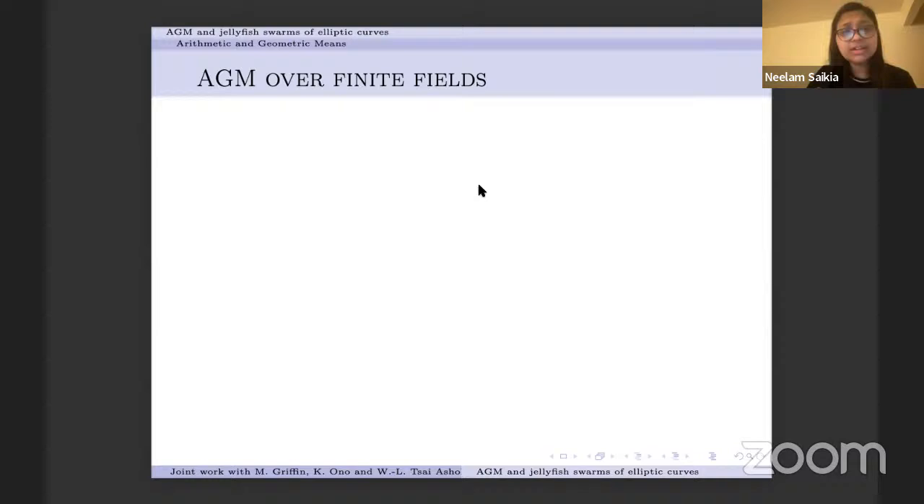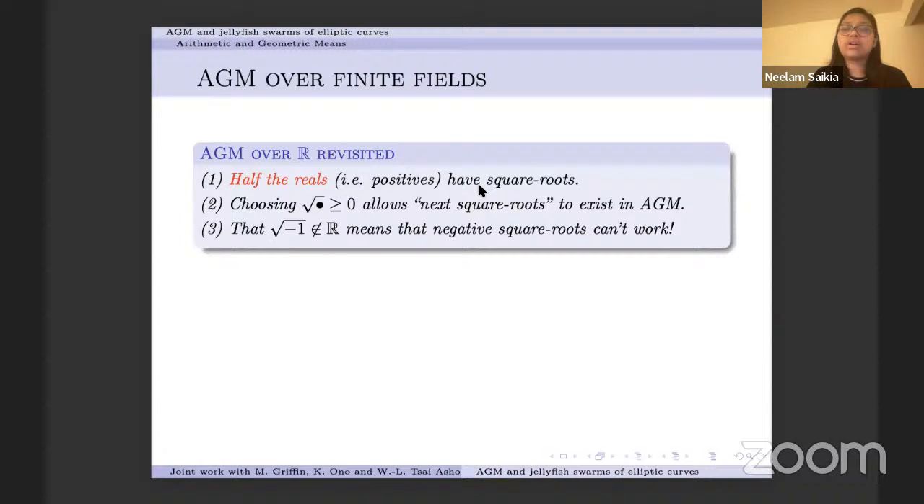Here we need to observe a few things. Before giving the definition, we have to observe what kind of finite fields are good for us to define AGM over finite fields. Observe that only half of the real numbers have a square root. When we compute the positive square root of a positive real number, we get a square root in R. If we include negatives, we won't get a square root in R. We have to ultimately land up in the complex numbers.